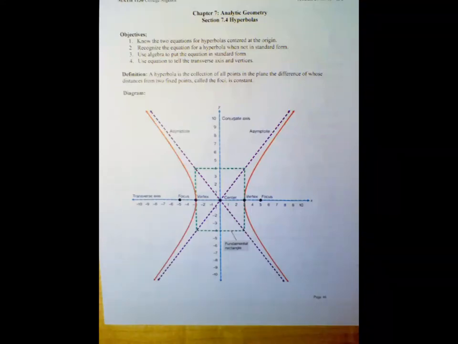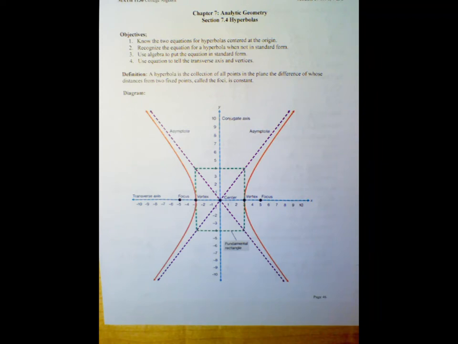Our last conic is the hyperbola, which is section 7.4. Again, we have two equations because we're going to keep our hyperbola centered at the origin. We want to recognize its equation when it's not in standard form and be able to put it in standard form. And we want to use the equation to tell which axis is the transverse axis and where the vertices are.